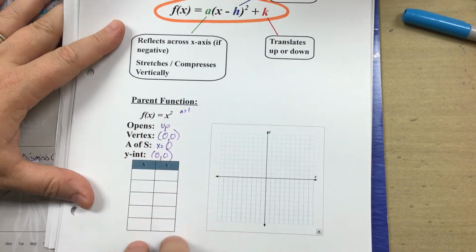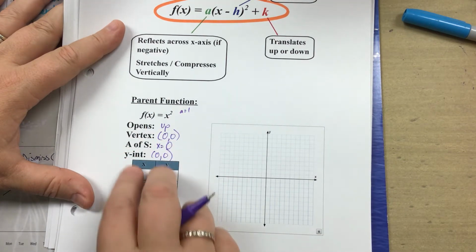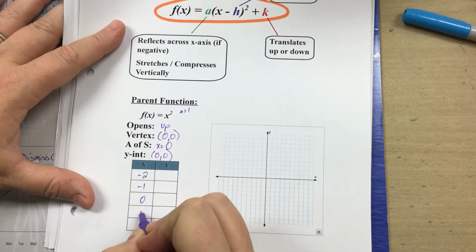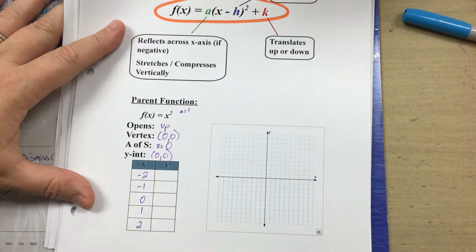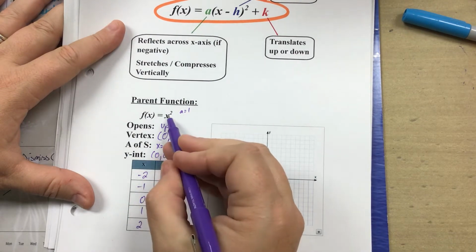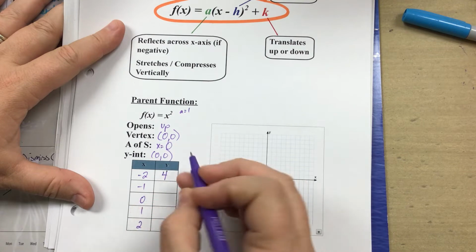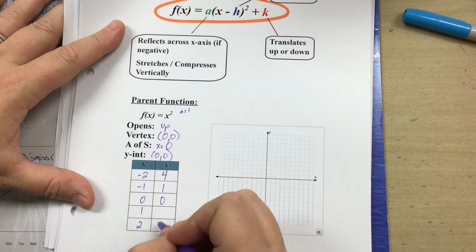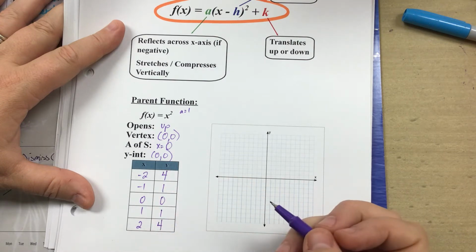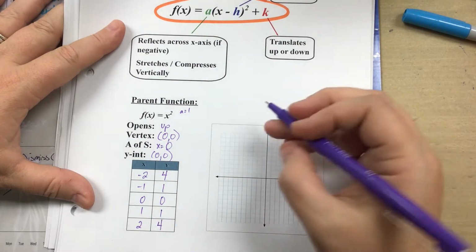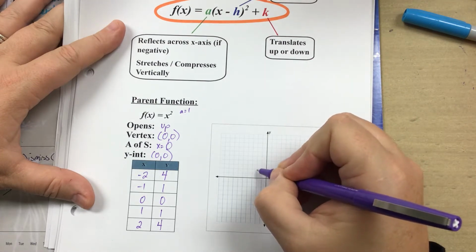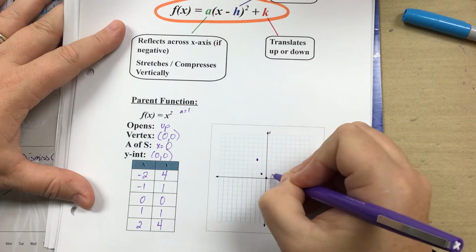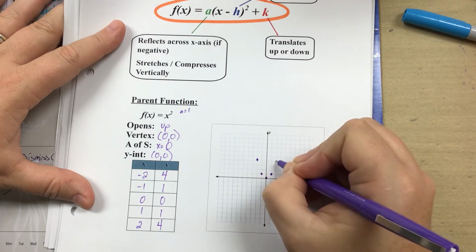What we're going to do is use this parent function table to graph each one. If I plug in the points -2, -1, 0, 1, and 2, these are the five we're going to start with each time. Plugging into the function, -2 squared is always 4, -1 squared is 1, 0 squared is 0, 1 squared is 1, and 2 squared is 4. If I graph my points: -2, 4; -1, 1; 0, 0; 1, 1; and 2, 4.